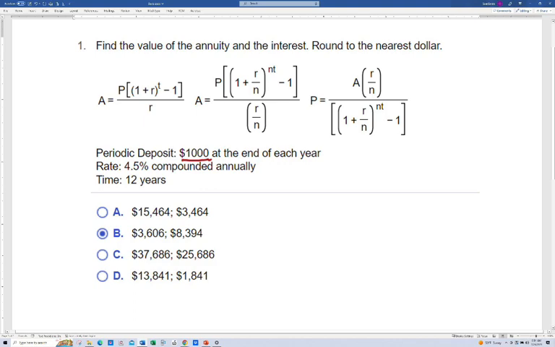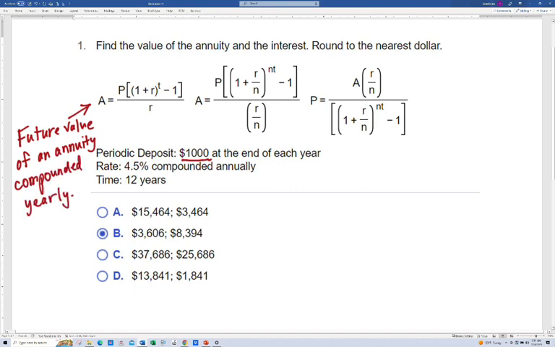All right, so this is the formula that we would use. If you look on the formula sheet, it's the future value of an annuity compounded yearly. And again, we use this one because it's annually or yearly, and also because we know the periodic deposit, which is P. That means we got to find A. And so that's our formula, this first one here.